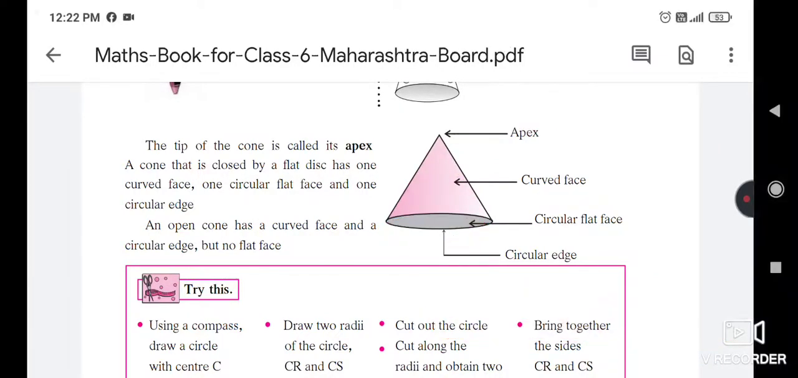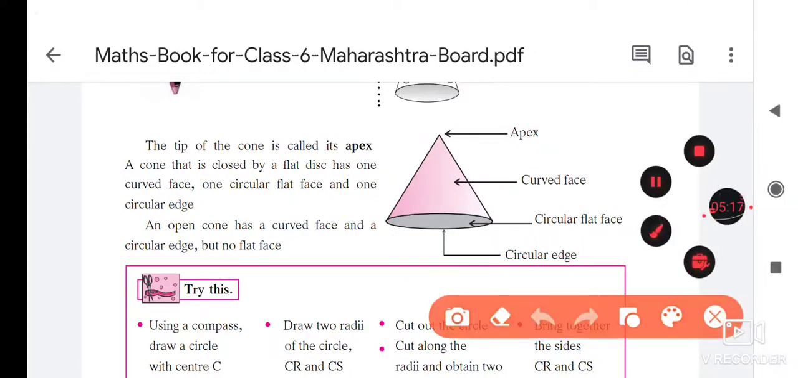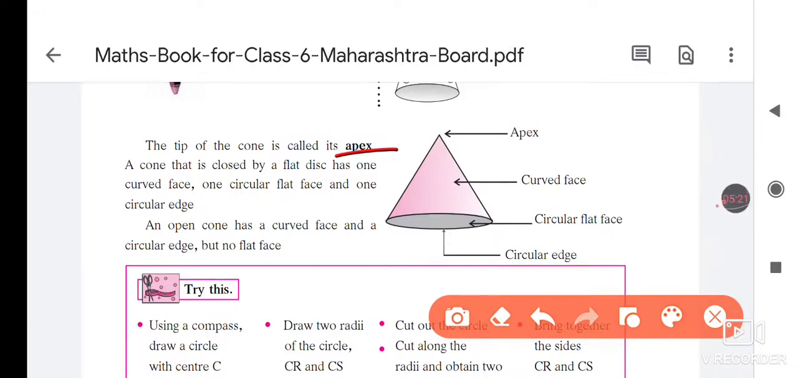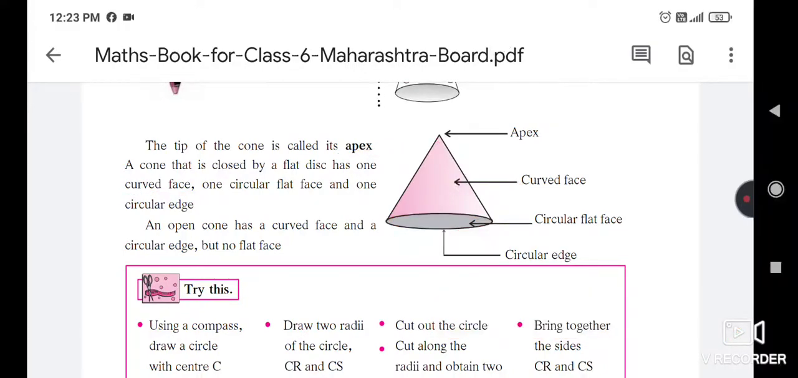Circular edge is given here, and this cone has a tip called the apex. The cone is close to a flat disc and has one curved face. So this is the one curved face, one circular flat face, and one edge. This is the one edge, this is the apex. It is shown in the picture.